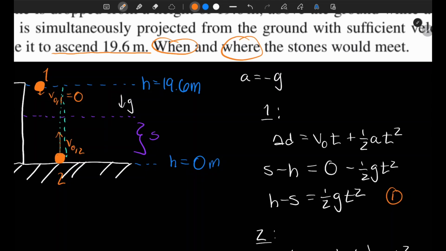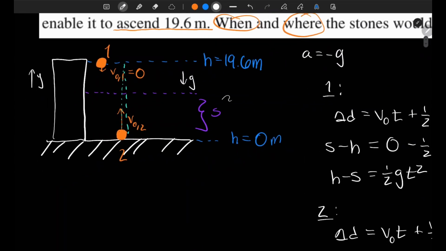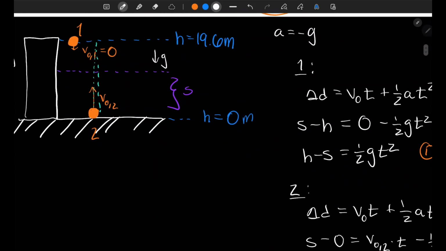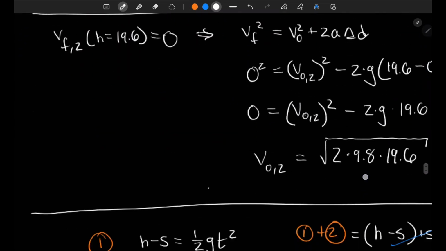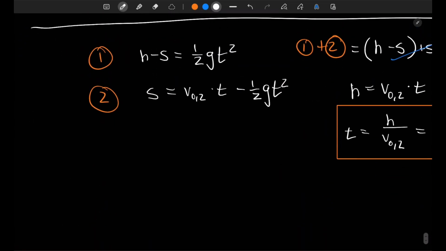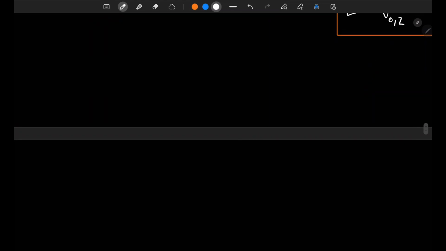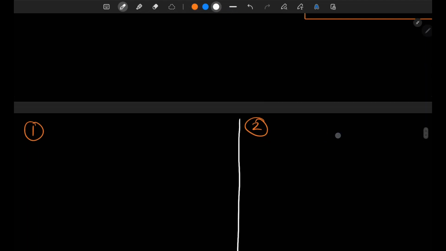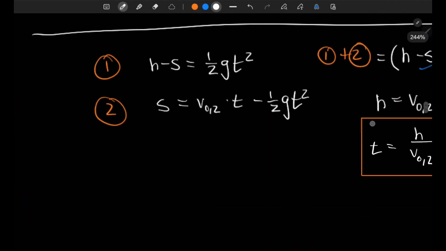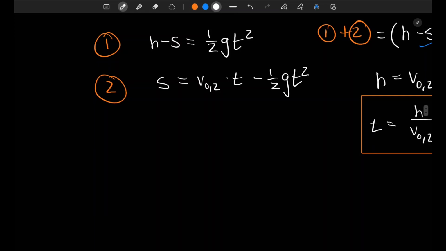We also want to know where the balls meet, which is at a distance s. But what is s, right? That's what we want to find. Well, we can actually plug in for either of these equations here, right? So let's do both just to see that you can do both. This will be plugging into equation 1. This will be plugging into equation 2. You can do either, right? I'm going to do both just because I can.